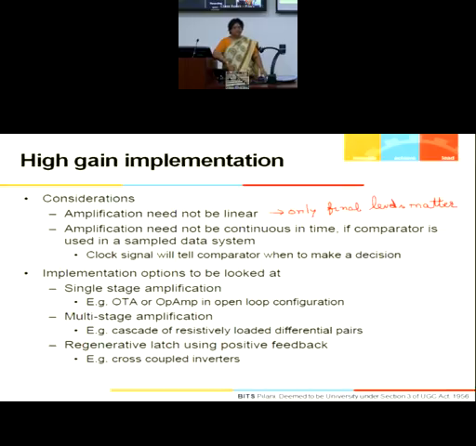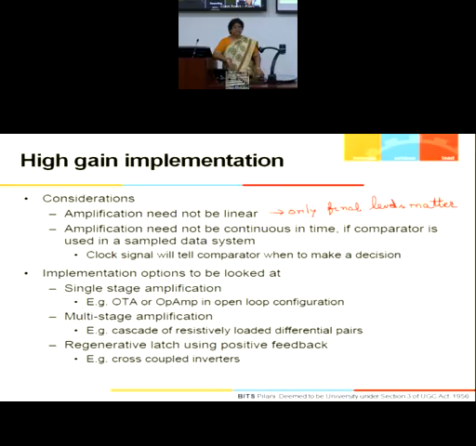So various implementations, various topologies are possible, I would say. As I was looking at topologies of amplifier, now I can have various topologies of comparator. Don't assume that different topologies for op-amp will be the different topologies of comparator. No, comparator can be entirely different topology also, because I can go for a hybrid structure also. Clear? And amplification need not be linear, because all I want is a digital output.